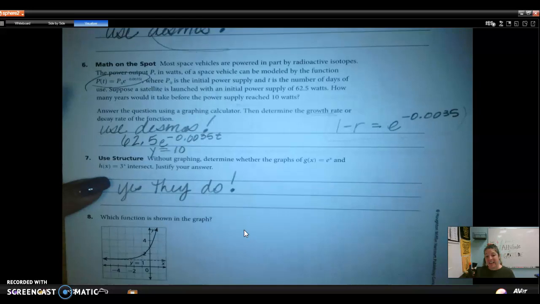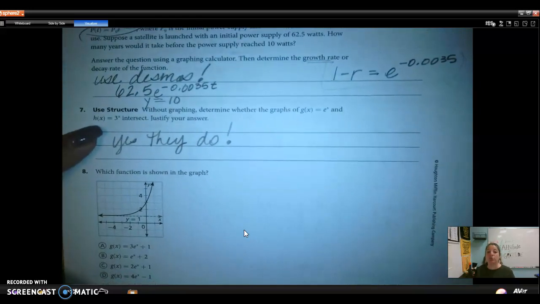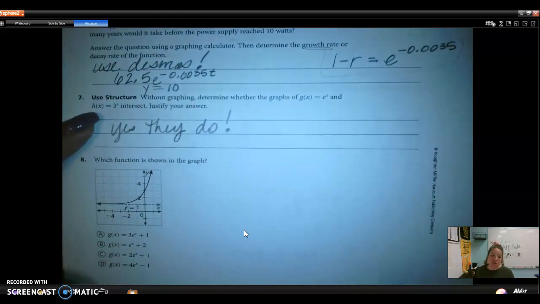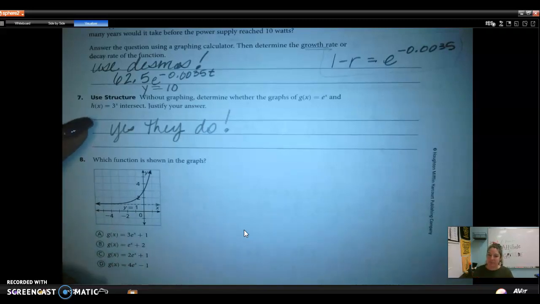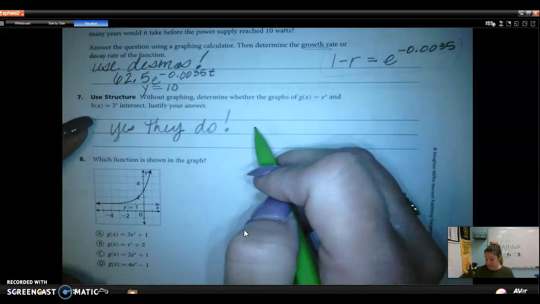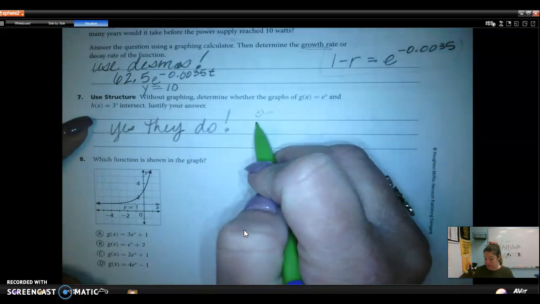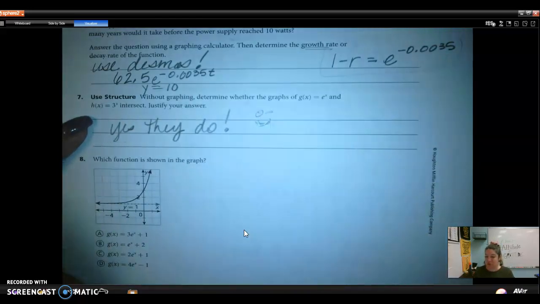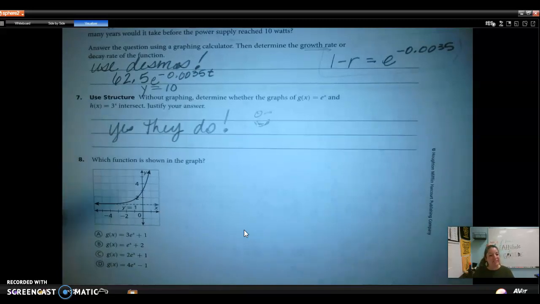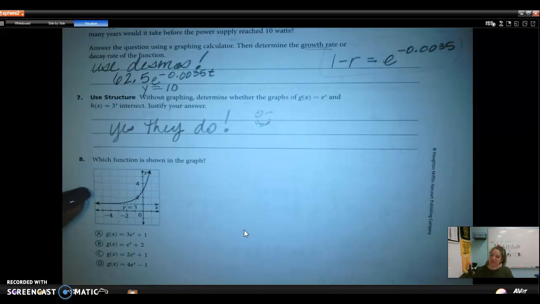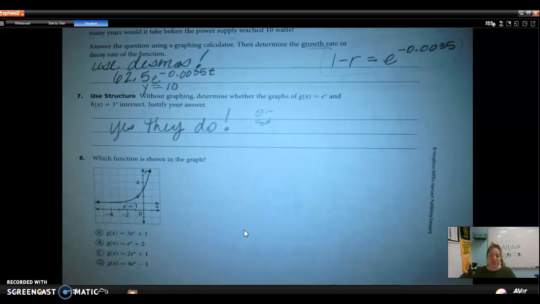Number 7, the answer is yes, they absolutely do intersect. Your job is to kind of figure out how, okay? I will tell you and give you a hint, hint, wink, wink, right? It has something to do with those reference points, okay? And then number 8 is relatively easy. You just need to figure out which graph it is.